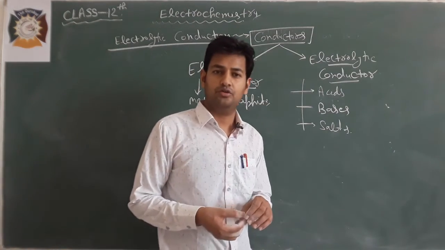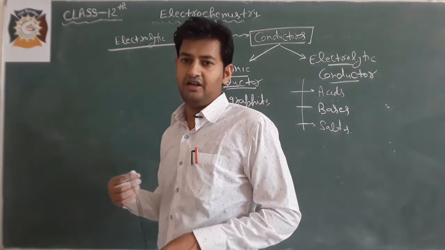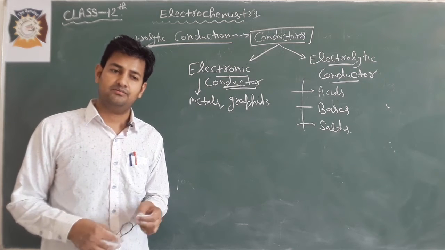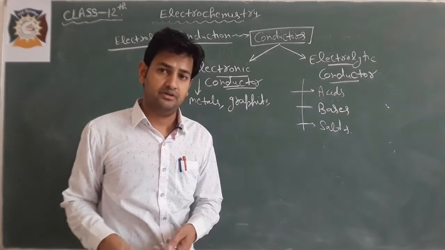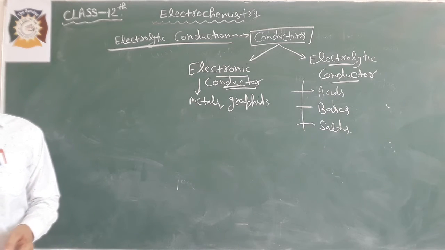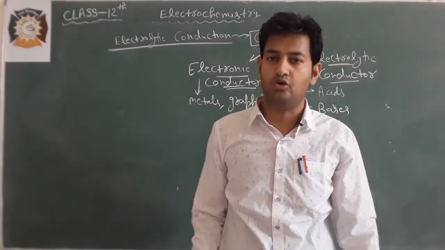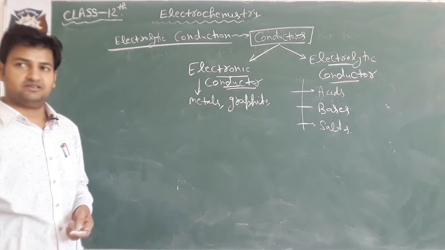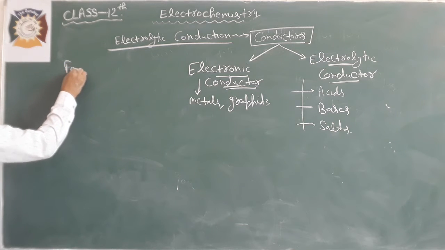Weak electrolytes are those which do not dissociate completely. They dissociate partially when current is passed through them. These are weak acids and weak bases. Last is non-electrolyte, which does not pass electricity and does not dissociate when current is passed. Examples are urea, sugar, etc. Some factors are given here which affect the conductance.